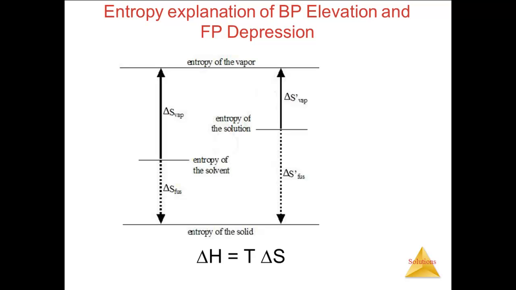What happens with freezing? In this case, the entropy change for the solution is greater than the change for the pure solvent. Again, the value of the heat of fusion is the same for the solution as it is for the pure solvent. So the same value of delta H is equal to T times a larger value of delta S. So the value of T must be smaller. The freezing point decreases.